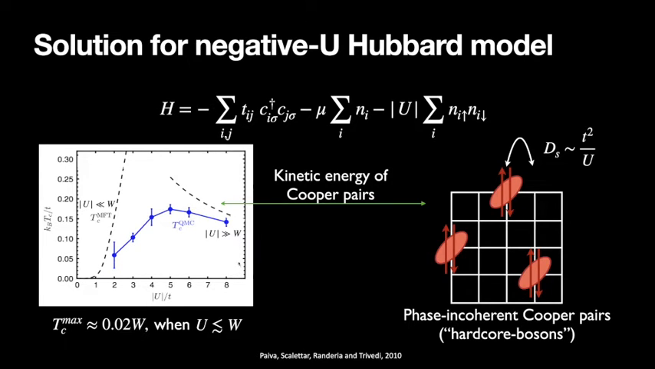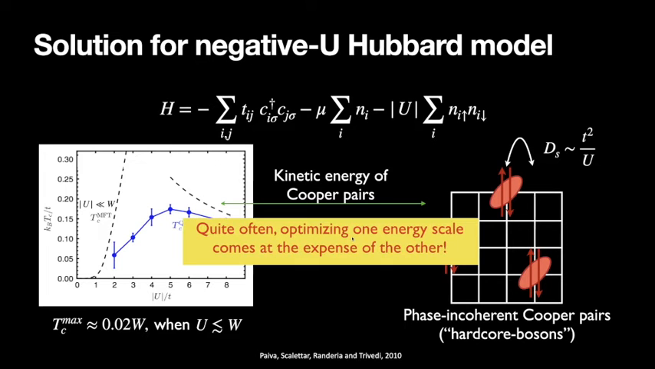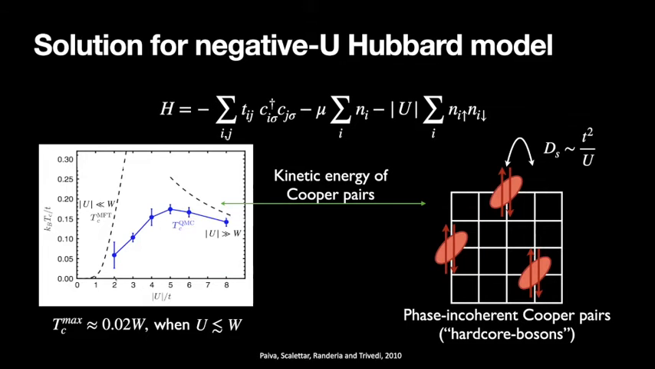You're not really breaking the Cooper pairs, but you're destroying the phase coordinates, and it's then limited by that scale. And in general, this is something that shows up quite often. So when we are trying to crank up superconducting TC, we might focus on trying to optimize one of these energy scales, but typically what that often does is that it comes at the expense of the other. So just like here, if you just try to crank up U, yes, you increase the tendency for formation of these Cooper pairs, but you destroy their phase coordinates, okay?